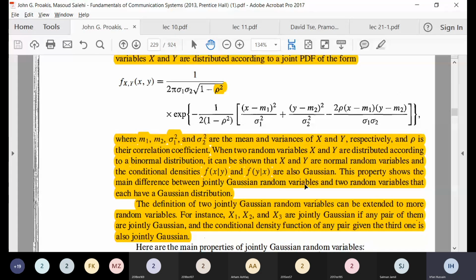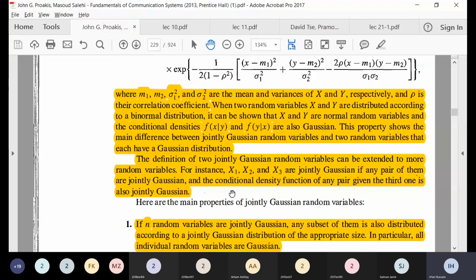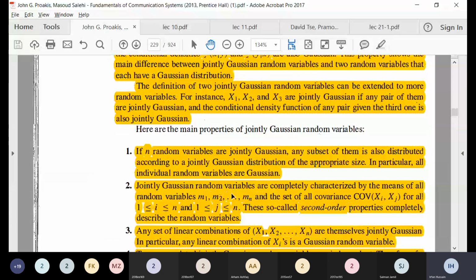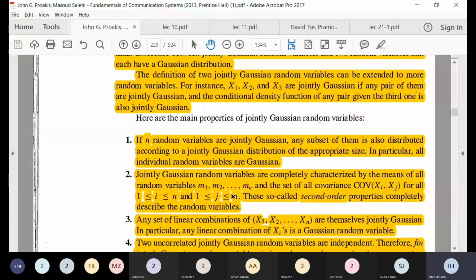So this gives us the difference between jointly Gaussian random variables and two random variables that each have a Gaussian distribution. And this jointly Gaussian definition can be extended to more than two random variables. If I say three, then any two of them must be jointly Gaussian, and you will also have a definition for three, extending the two-variable joint distribution. So the main property is that if you have n random variables which are jointly Gaussian, then any subset of them is also jointly Gaussian. And individually they are also Gaussian random variables.